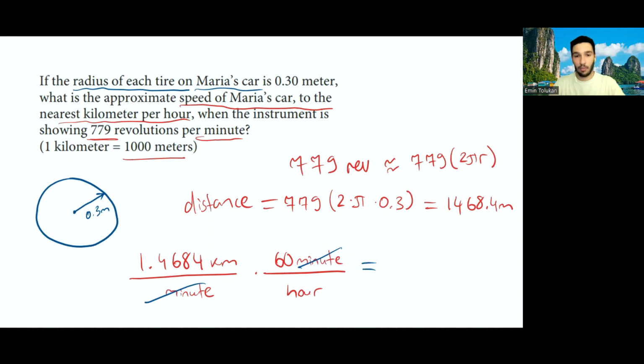Let's do that. 1.4684 times 60 gives me 88.104. So 88 kilometers per hour. Okay, approximately this should be our answer. I hope it was understandable, and I hope you would have been able to do this on the exam.